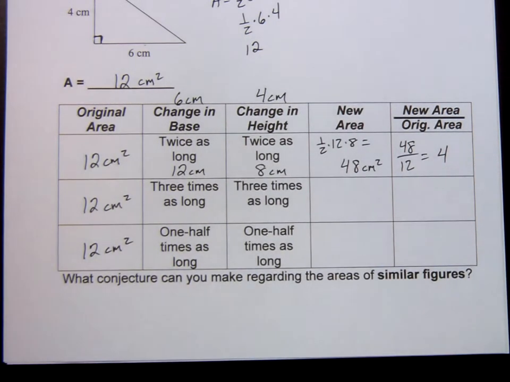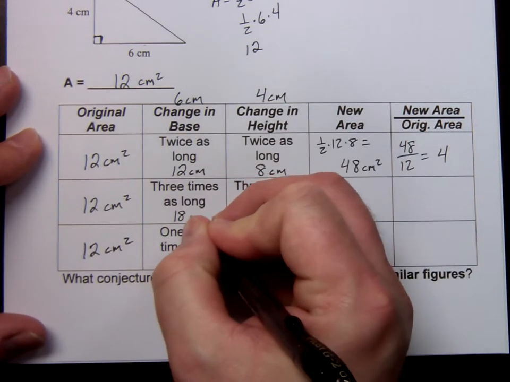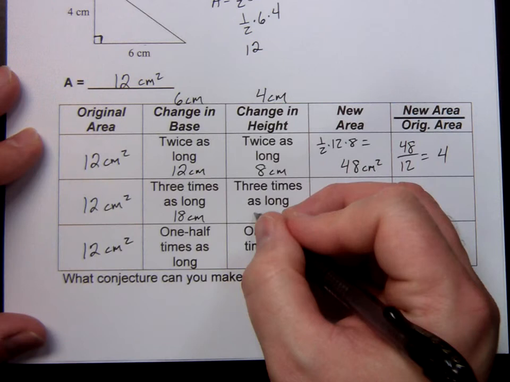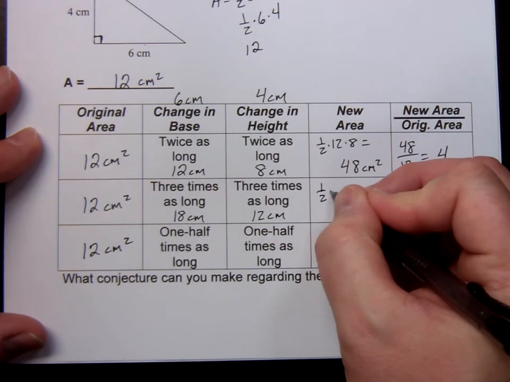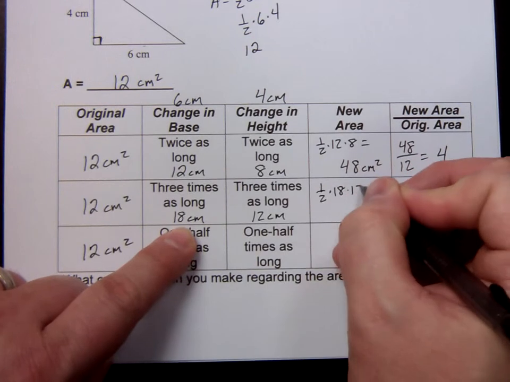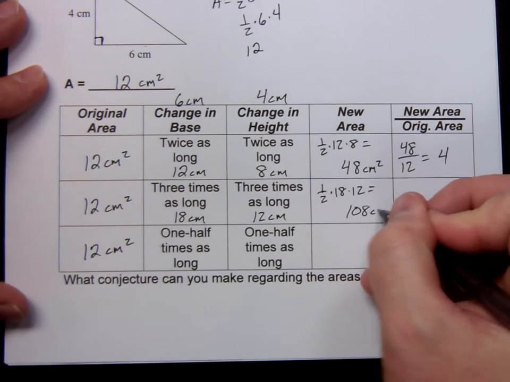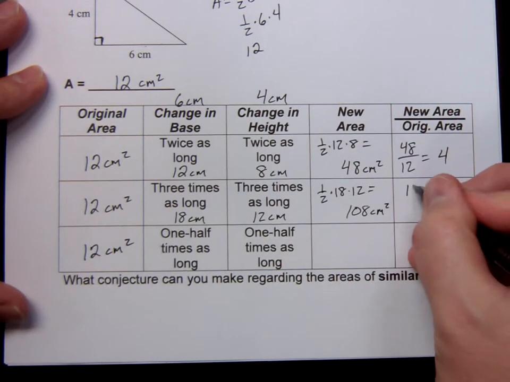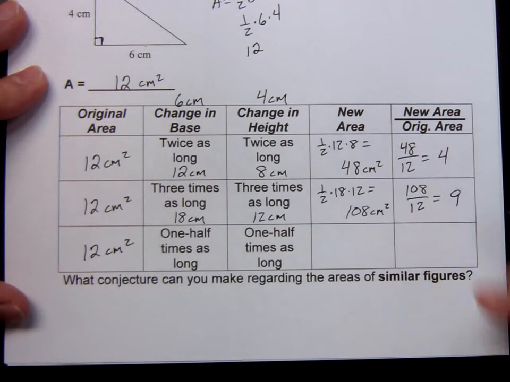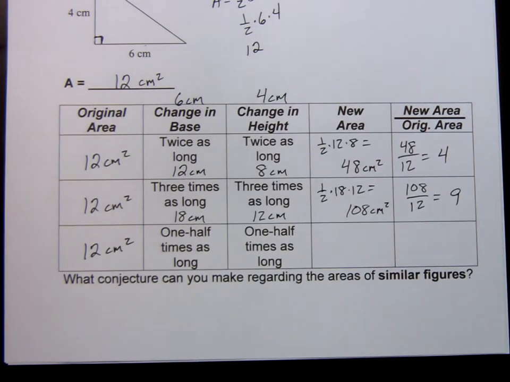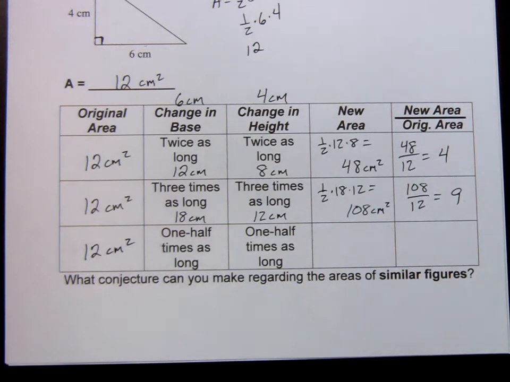Let's check it out when we do it 3 times on each. So 6 times 3 is 18. 4 times 3 is 12. And we do our formula for area of a triangle. 1/2 times the base times the height. We should get 108 centimeters squared. So we take our new area, we divide it by our original area, and we find out it's 9 times bigger, which is what we already talked about earlier. 3 times 3 is 9, so the area is 9 times larger.